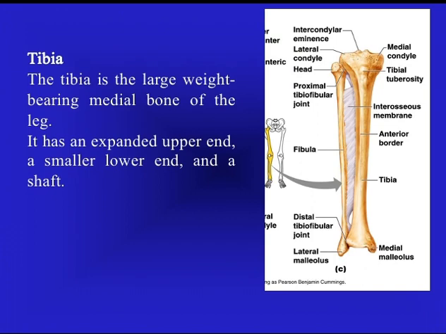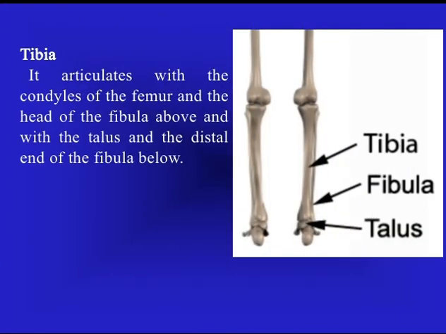The tibia. The tibia is the large weight-bearing medial bone of the leg. It has an expanded upper end, a smaller lower end, and a shaft. It articulates with the condyles of the femur and the head of the fibula above, and with the talus and the distal end of the fibula below at the ankle joint. So the upper end articulates with the femoral condyles at the knee joint and the lower end articulates with the talus at the ankle.